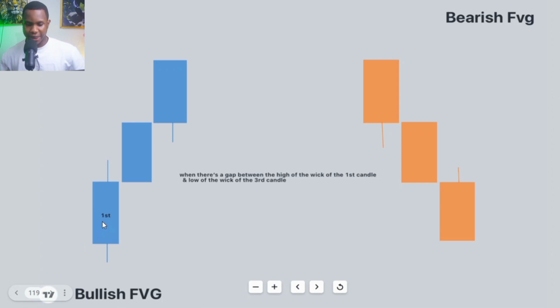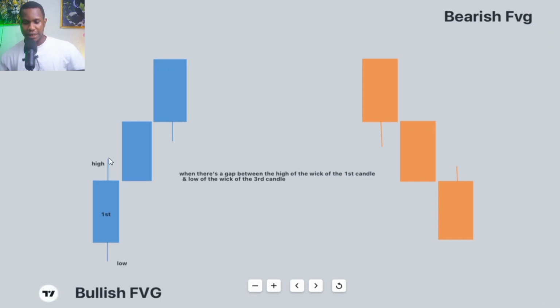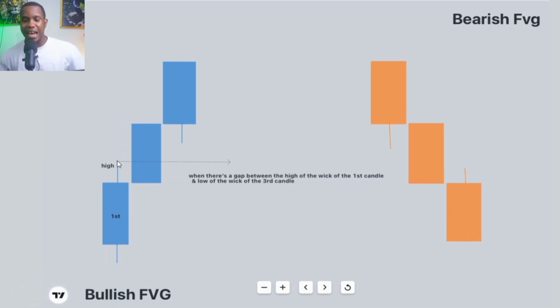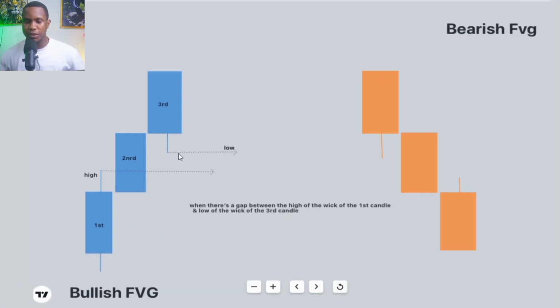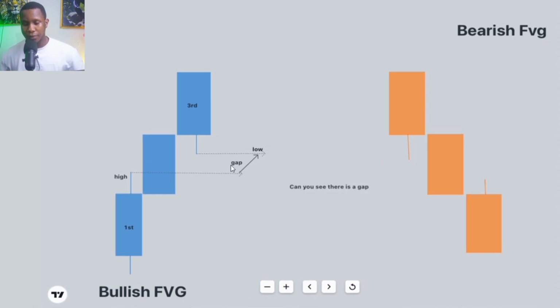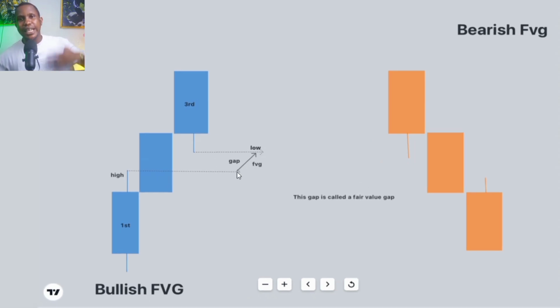This is my first candle, right? This is the high of it, this is the low of it. Point out the high of it, and we have second, third candle, and we point out the low of the wick of this third candle. Can you see, guys? There is a gap between two of them. This gap is called what? A fair value gap, guys.